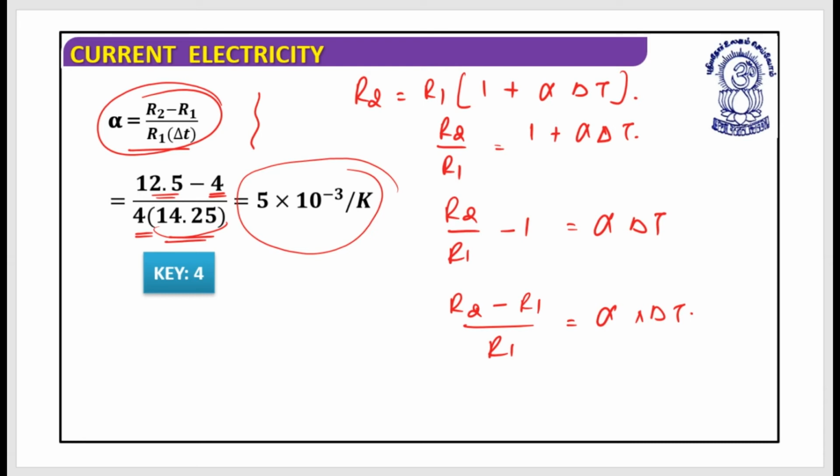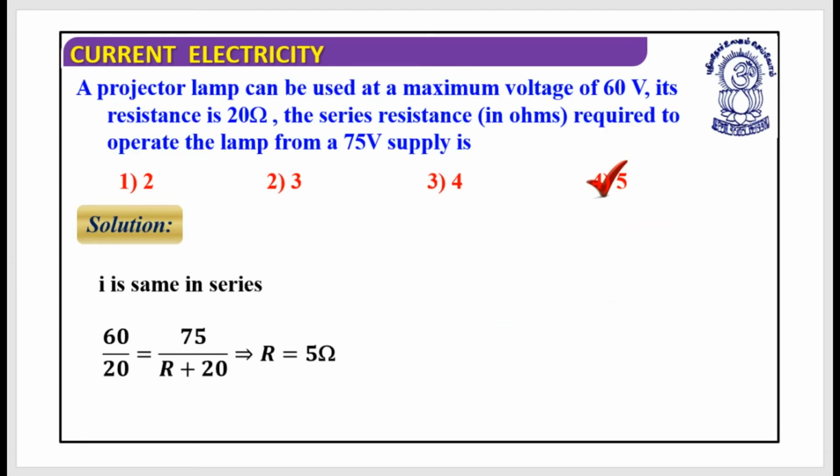Even we have derived this relation that alpha is equal to 1 by R multiplied by dR by dT. If you don't remember this, please revise the current, temperature dependency of resistance and resistivity. In that session you will find all these theories. Yes, please revise it. Now let's look at the next question.